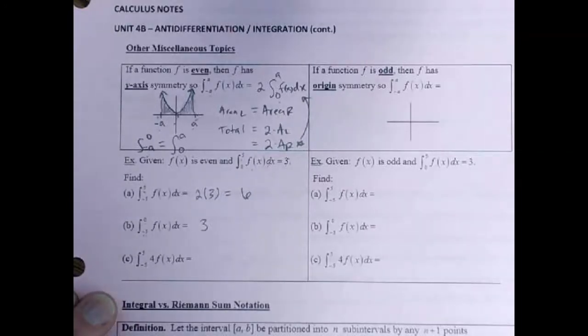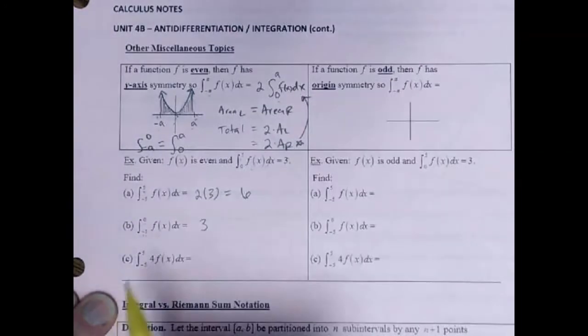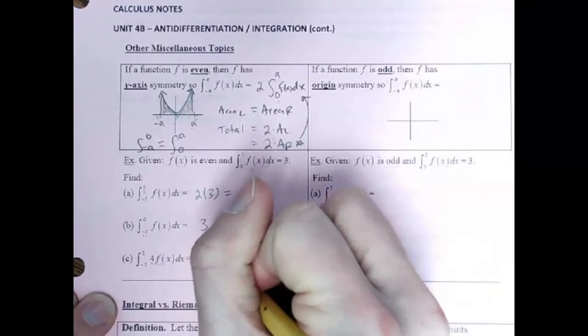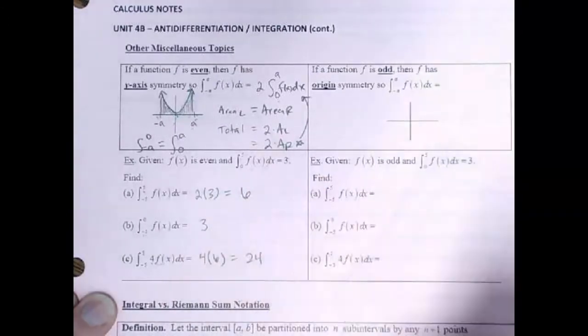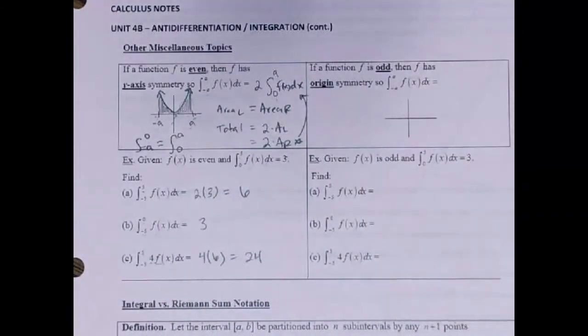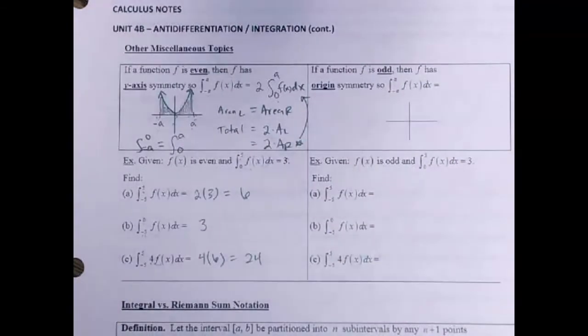of 6 units. Okay, and then if you did 4 times the total, again, negative 5 to 5, that's all the way across. 4 times the total, 4 times 6, that's 24. So those are pretty easy, right? If the function's even, the left side and the right side match. So if you know one of the sides, the other side's the same. And then if you want the total, you can just double one of the sides.